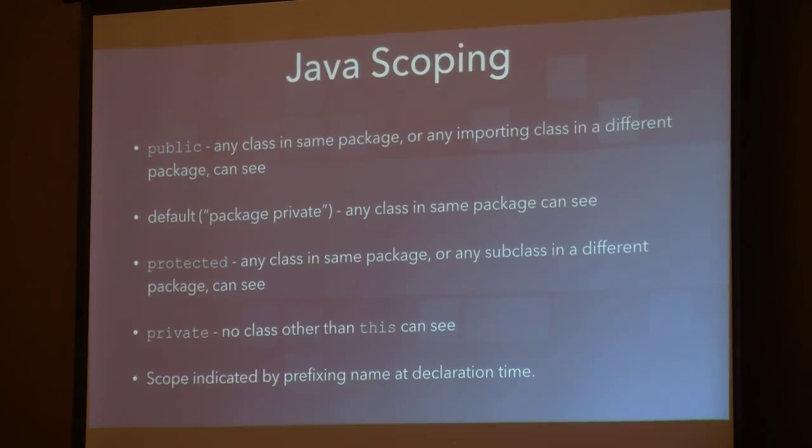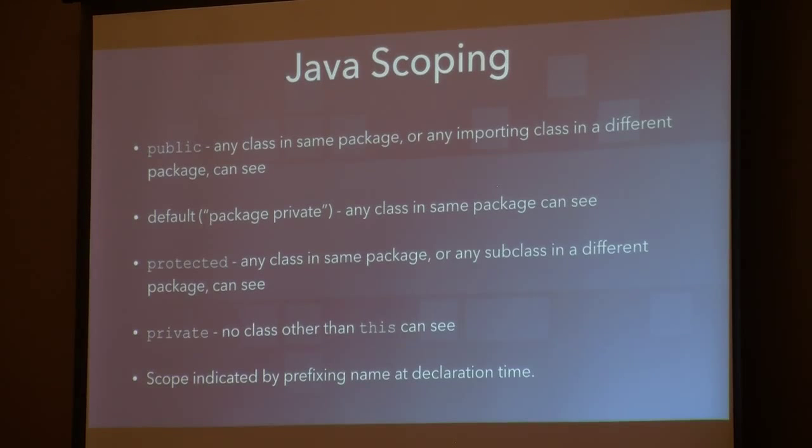So we have all these scopes. We have public. What does public mean? Any class in the same package, any importing class in a different package can see it. Okay, cool. Then we have default, but we can't even agree on the name. Is it default? Is it package private? I don't know. The spec says one thing, the community says another. That means any class in the same package can see it.